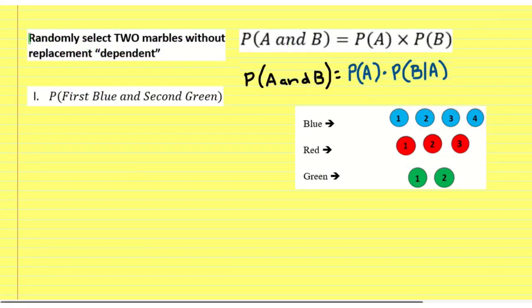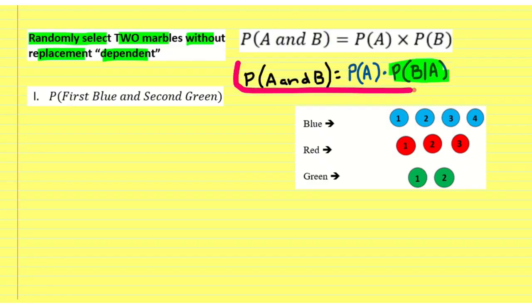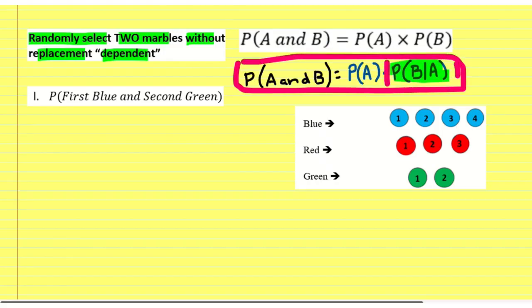Okay, the next directions say randomly select 2 marbles without replacement. That makes it dependent. If we're not putting the marbles back in, then the second probability is going to change, which means that this probability that shows the second probability is different from the first one. That is the formula that we will choose to use, where the second probability changes. The total number of marbles is going to change.